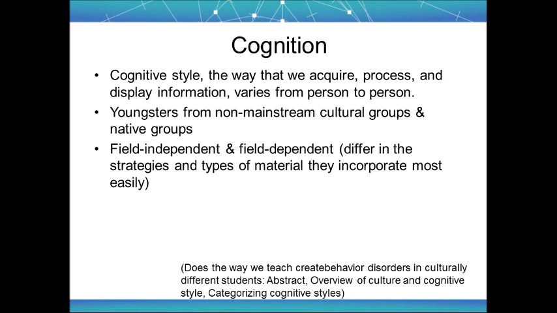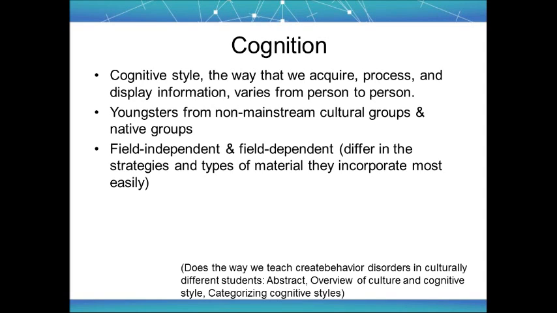For the cognition part, we need to talk about cognitive style first. Cognitive style, the way that we acquire, process, and display information, varies from person to person. Youngsters from non-mainstream cultural groups often possess cognitive styles that differ from those promoted in the schools. This mismatch can lead to misunderstandings and culturally inappropriate interaction, assessment, instruction, or display.